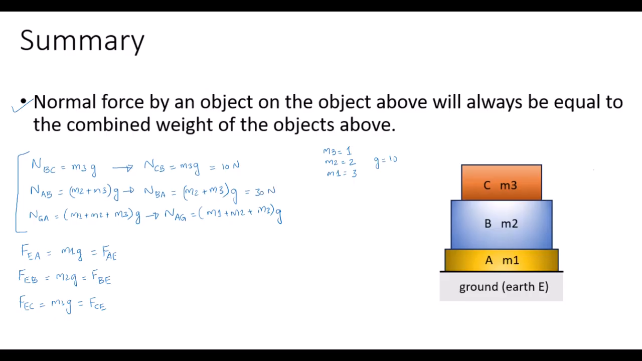And NGA equal to NAG equal to the sum of all the masses, which is 3 plus 3, which is 6, times 10, 60 Newton. And therefore, also from here, FEA equals FAE equals M1G, so that is 30 Newton. FEB equals FBE equals M2G, 2 times 10, which is 20 Newton. And finally, FEC equals FCE equals M3G, which will be 1 times 10, which is 10 Newton.